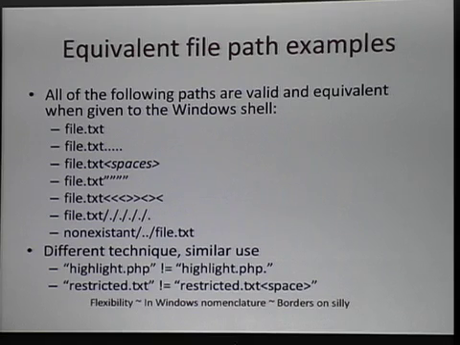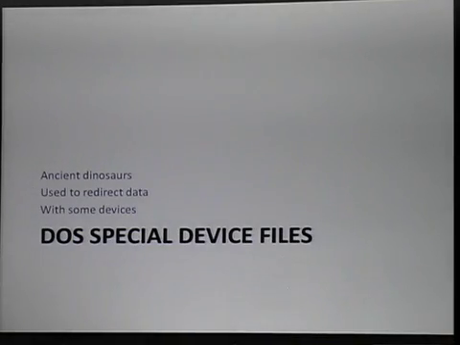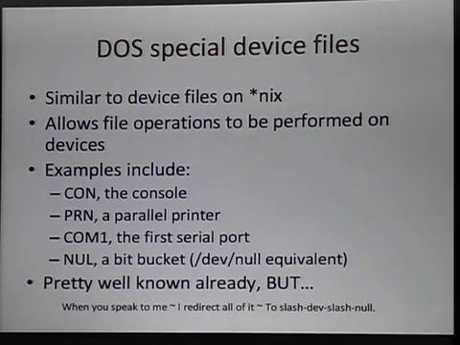But the different technique, but similar use. We're still breaking string-based comparison here. Now, DOS special device files, you guys might be like, well, I know what those are, but basically, they're similar to what you find in the /dev namespace under a Unix file system, and they allow file operations to be performed on devices. But they have names like con and null and prn. And like I said, you probably already know about this, but here's some things that you probably didn't know.